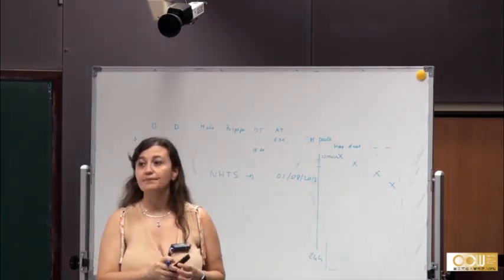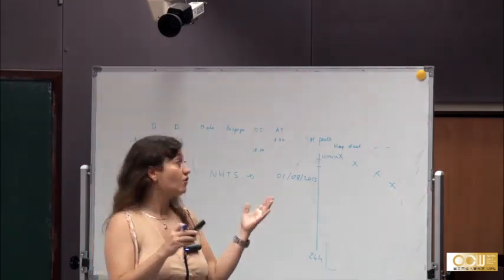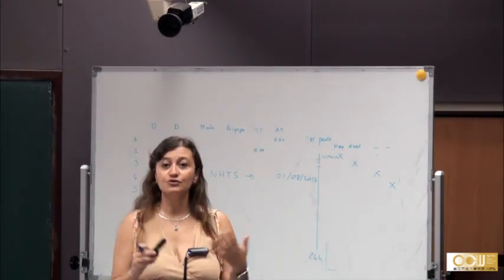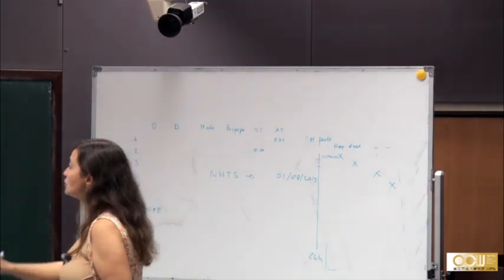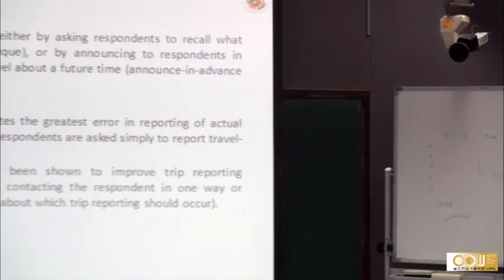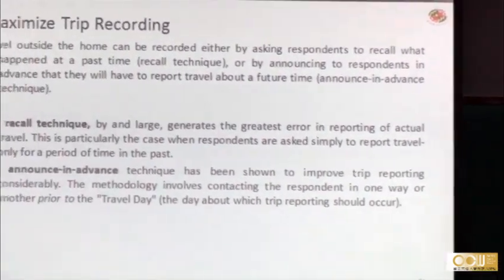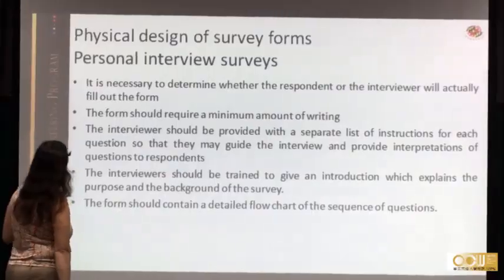So you know in advance that you need to report everything about your trips on August 1st, and then you start to prepare for that. So that's what we do. We use the announce in advance technique. That's what we use for the National Household Travel Survey. So we announce beforehand which would be the travel day for which a trip should be reported.